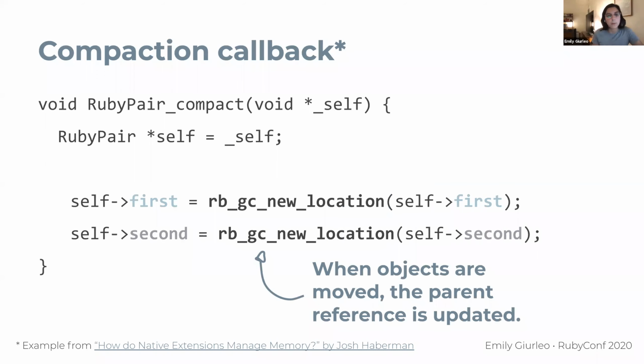And so there's a new type of callback introduced in Ruby 2.7. You also have to add a compaction callback. This method always gets called after memory compaction in order to help an object update its references so that it knows where the other objects it references now live in memory. And in this callback, you just have to make sure you call RB_GC_location on every reference within your object, and that will update the locations in memory of those objects.